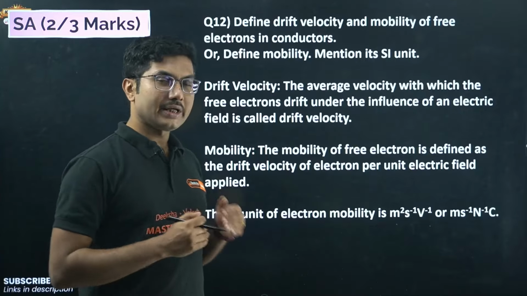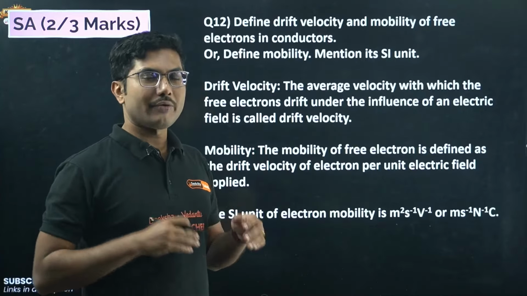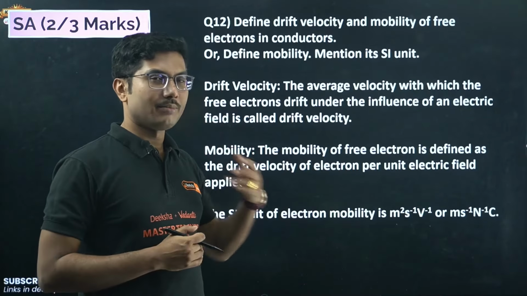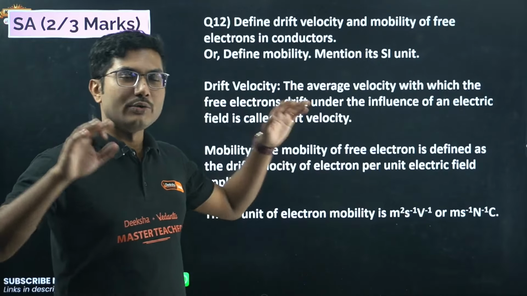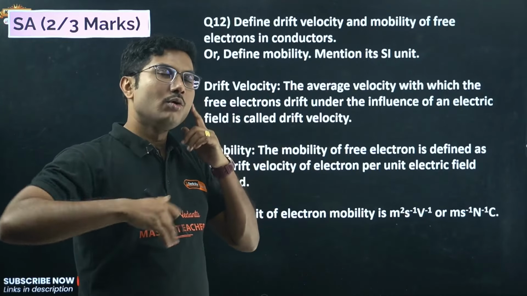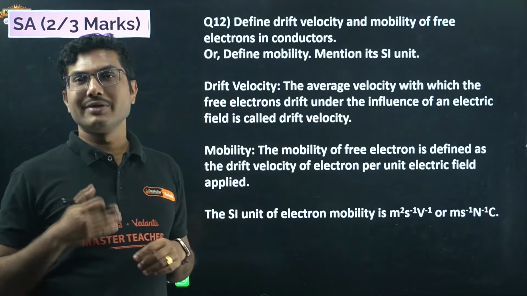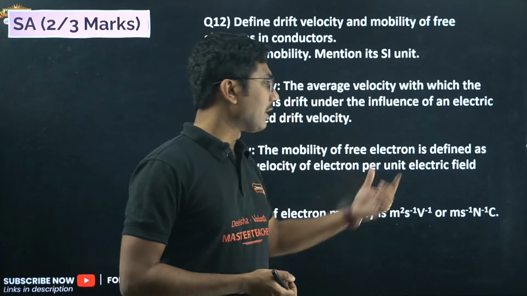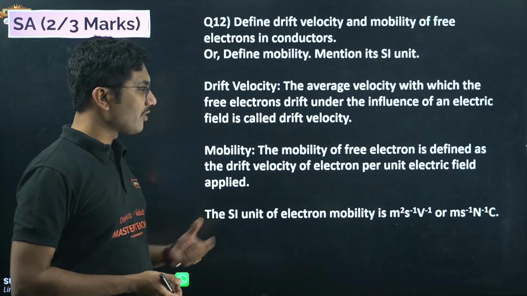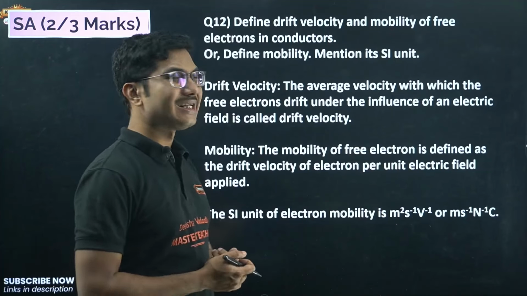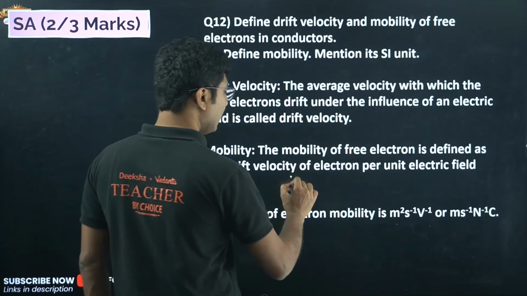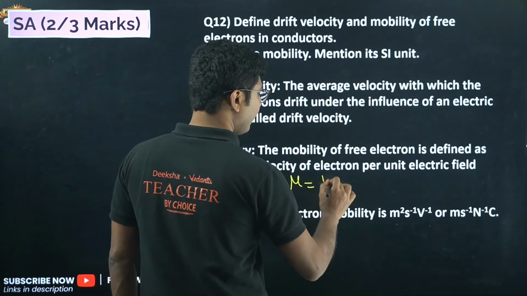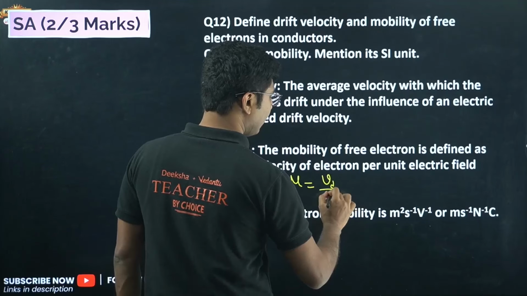Okay, so drifting is like swimming. When there is an electric field, some water is flowing and you are just trying to move with the water, that is called drifting. Okay, mobility of free electron is defined as the drift velocity of electron per unit electric field. Okay, so mobility or mu is drift velocity per electric field.